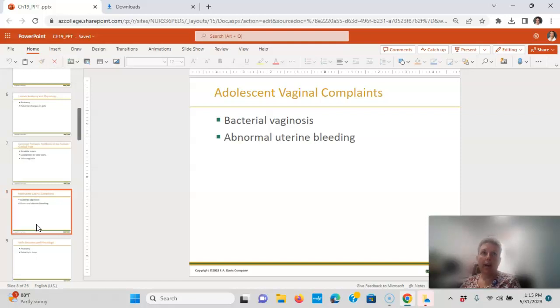So amenorrhea, the absence of a normal menstrual period. Primary is when the period has never presented itself. That's an endocrine evaluation. If there's nothing by 16 years, they need to be seen.